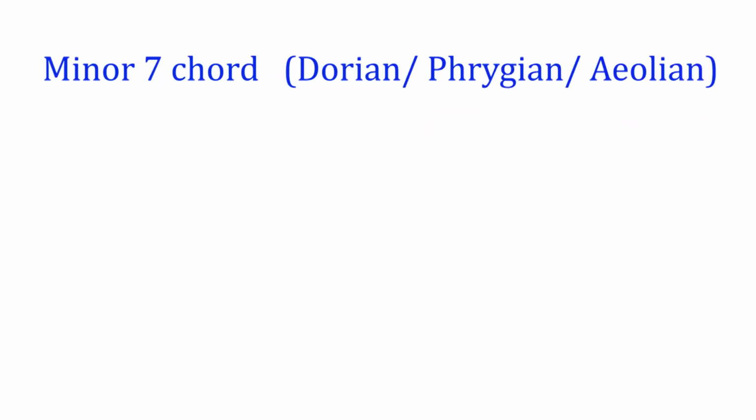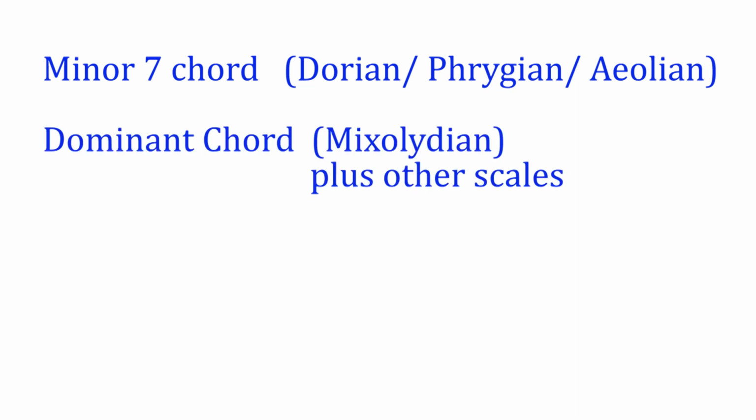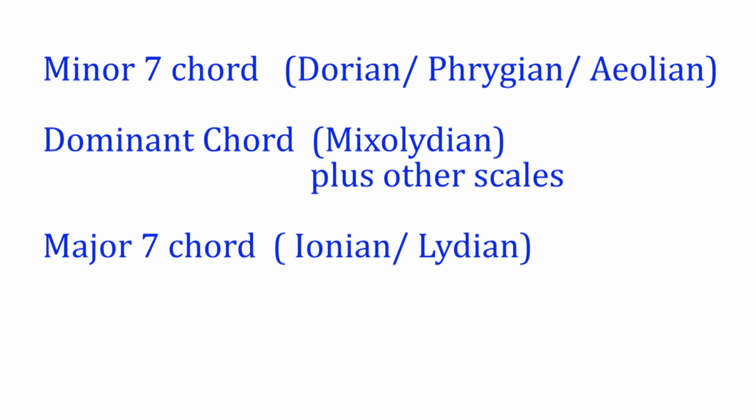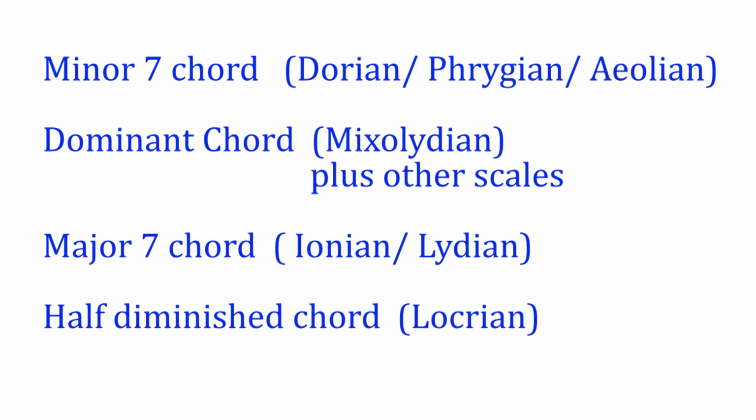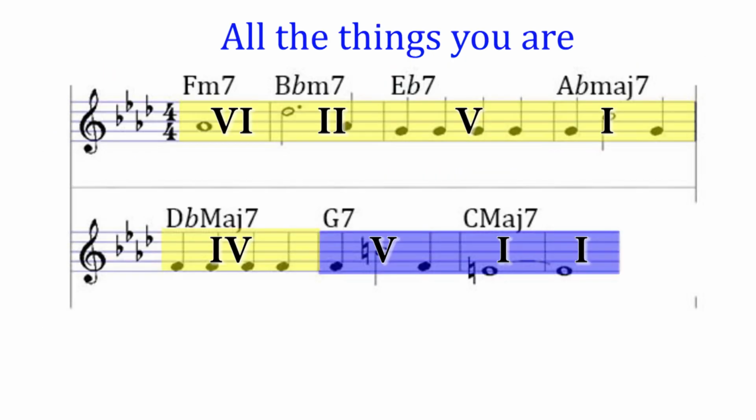So to recap, any minor 7th chord will have 3 choices of modes: the Dorian mode, the Phrygian mode and the Aeolian mode, but the Phrygian mode can cause problems. The dominant chord has only one mode, the Mixolydian, but there are lots of other scales that can be used over this chord to add more or less tension and interest. The major 7th chord has 2 modes, the Ionian and the Lydian modes. The other chord naturally found in the scale is the half diminished chord, and the Locrian mode is used for that. So let's go back to our song and write down the available modes.